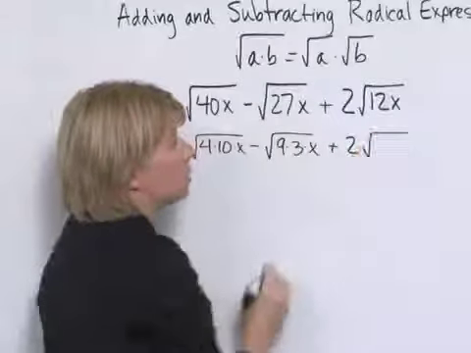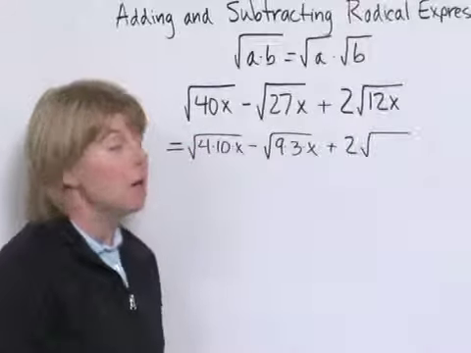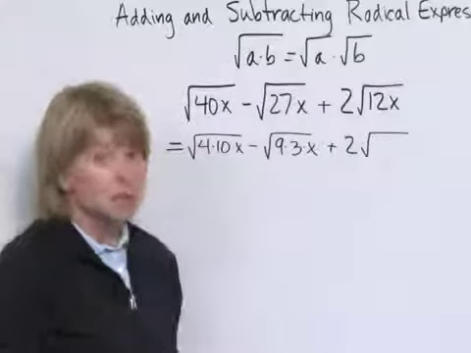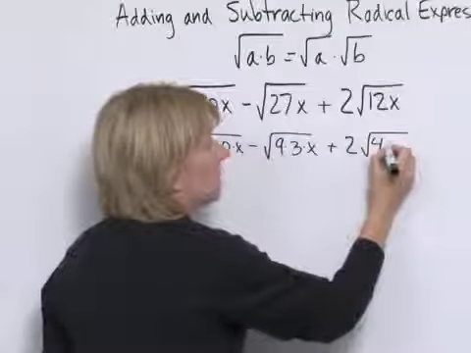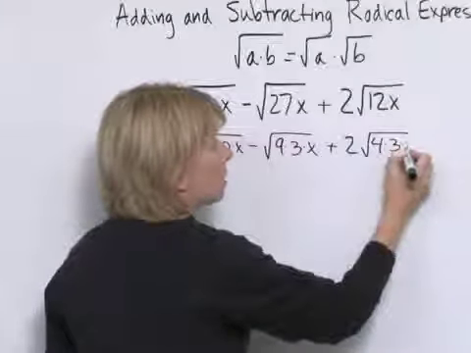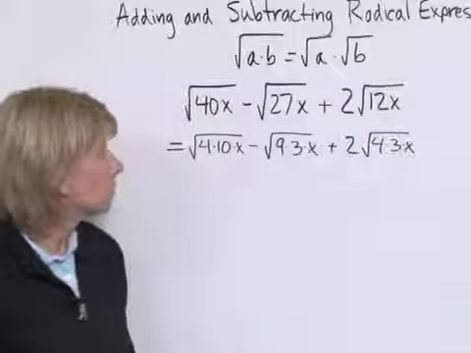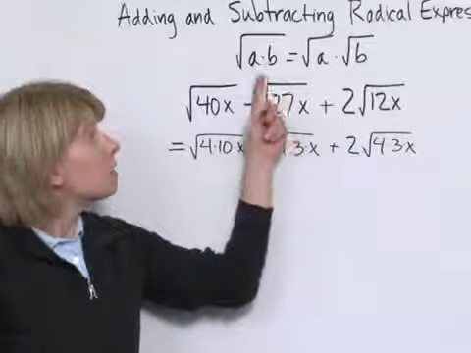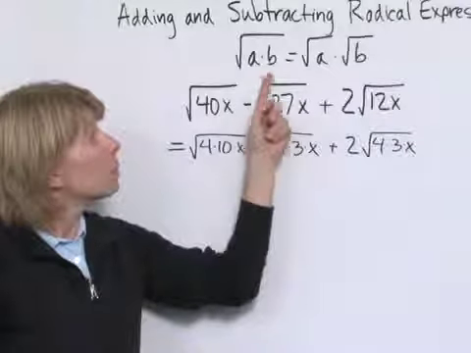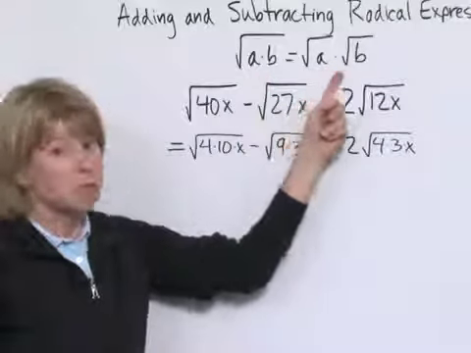For our last square root, the square root of 12x, the biggest perfect square that divides into 12 is 4. So we'll write 12 as 4 times 3. At this point, we're going to use this rule. The square root of a product can be broken up into the product of the square roots.